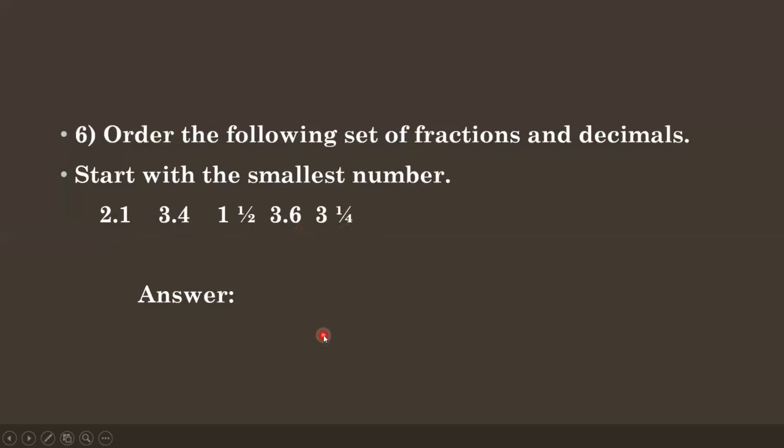So the answer will look like this. 1 and 1 by 2. After that 2.1. After that 3 and 1 by 4. Then 3.4. Then 3.6. It's a very simple question. We have already done many questions related to the concept, ordering numbers from larger to smaller, smaller to larger. Here you are arranging the numbers in the form of decimals and fractions. That's the only thing. So is this clear for you? Okay.